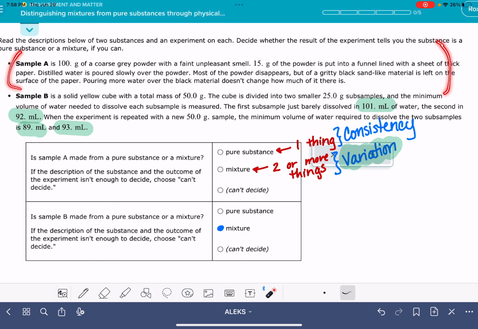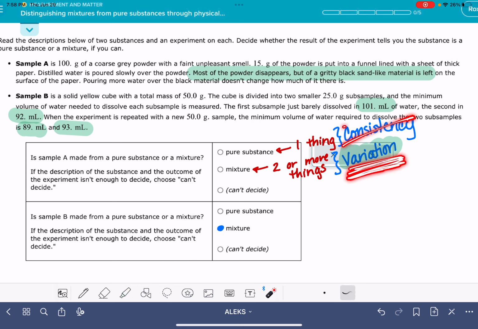Sample A is a little bit trickier of a situation because it's not numerical. In this, it says we have 15 grams of a powder, put it into a funnel, and poured water over the top of it. Most of the powder disappeared, but some gritty black sand-like material is left. What is that? That is variation.